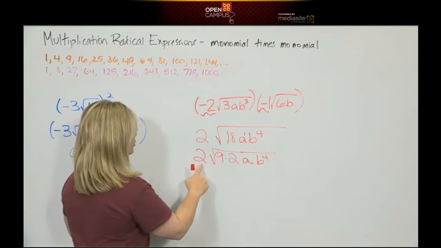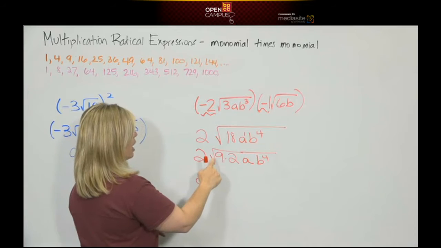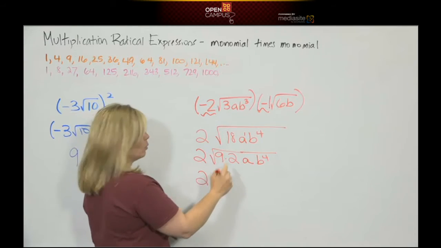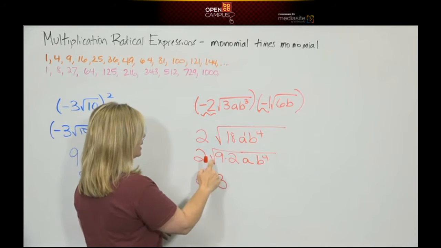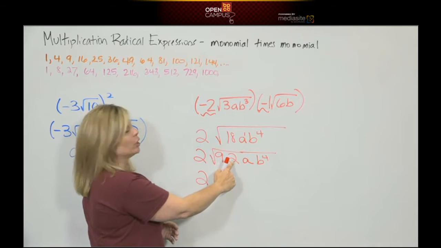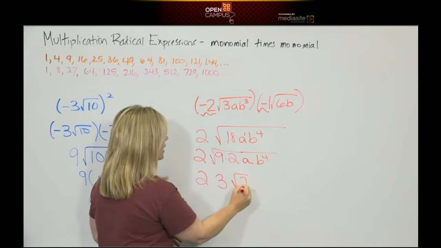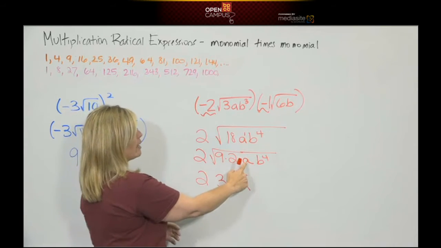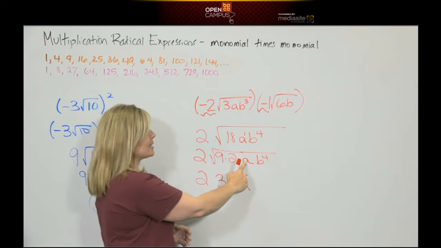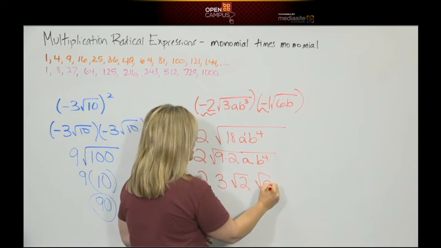The 2 stays in front. So here we go. What is the square root of 9? Well, that's 3. It comes out. Can we square root 2? No. 2 is not a perfect square. 2 is prime. It stays inside. Can we square root the letter A? No, we cannot. A is in lowest terms. It's prime. We leave it inside.